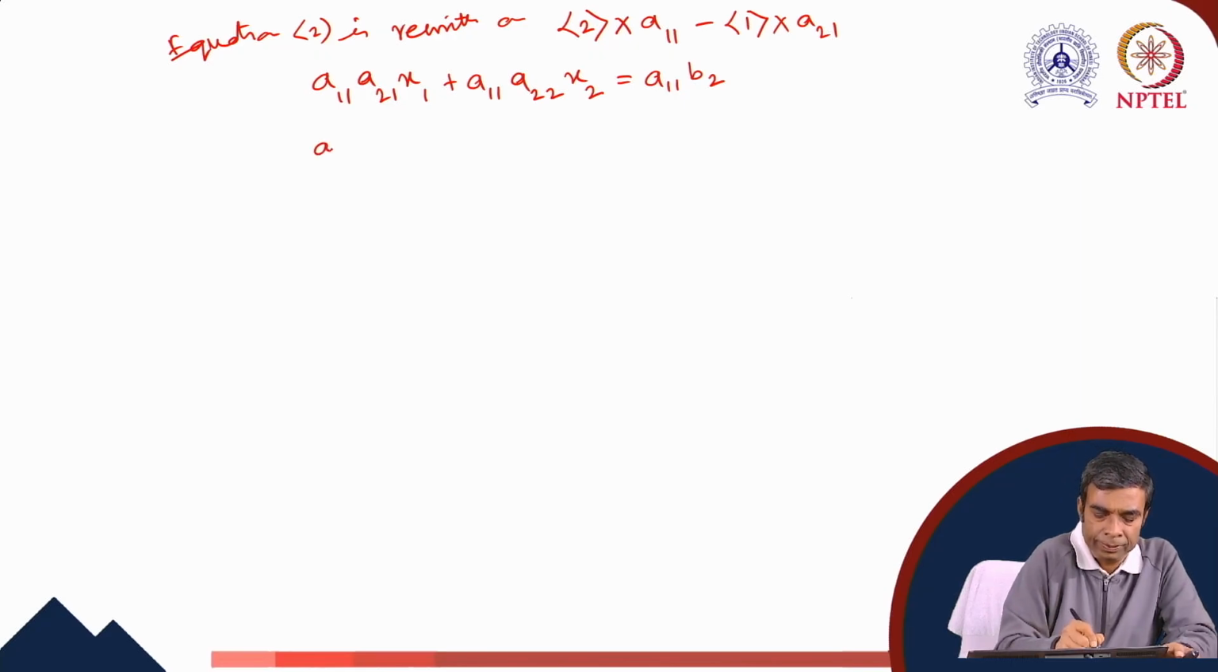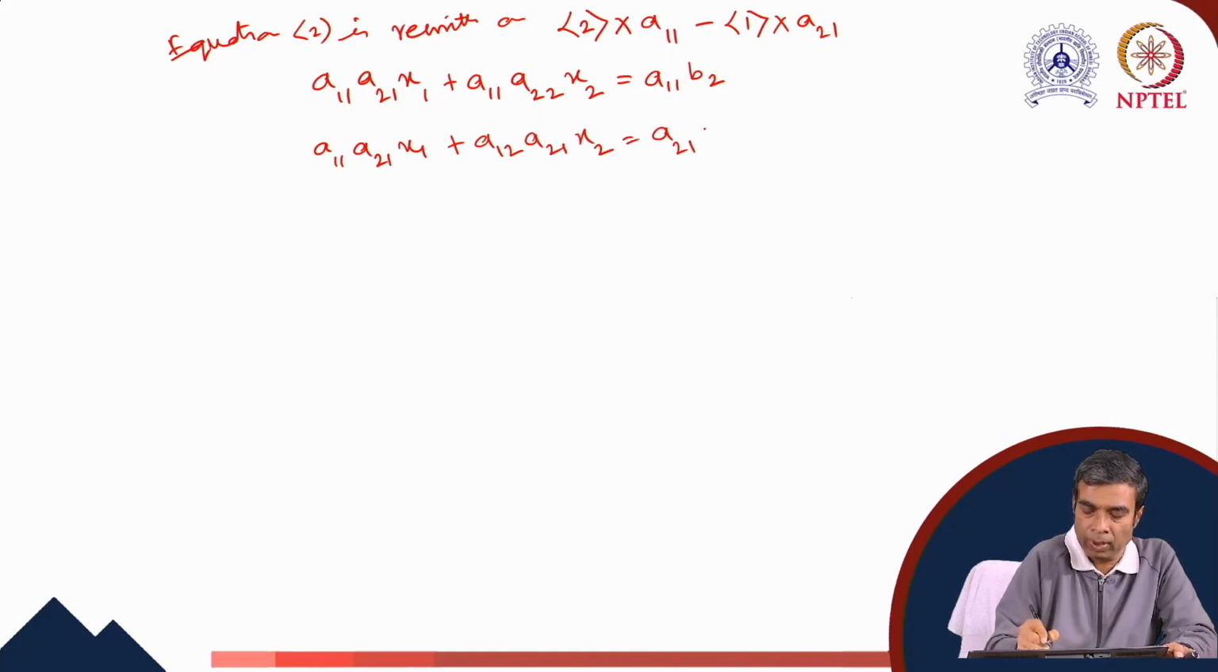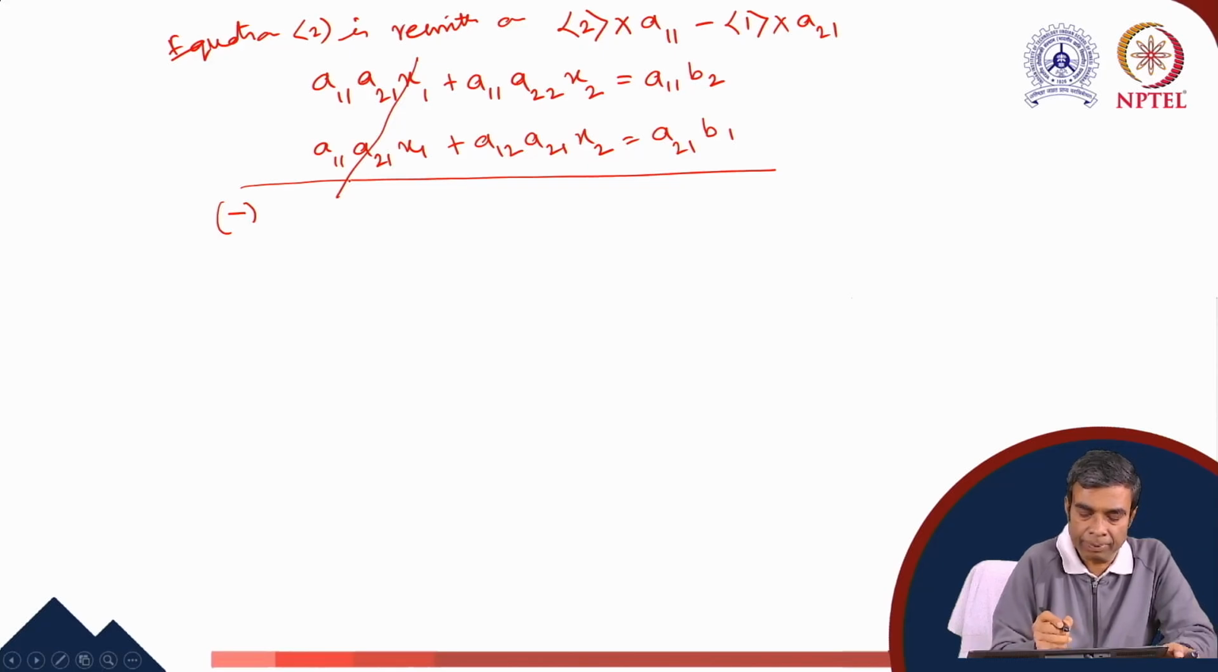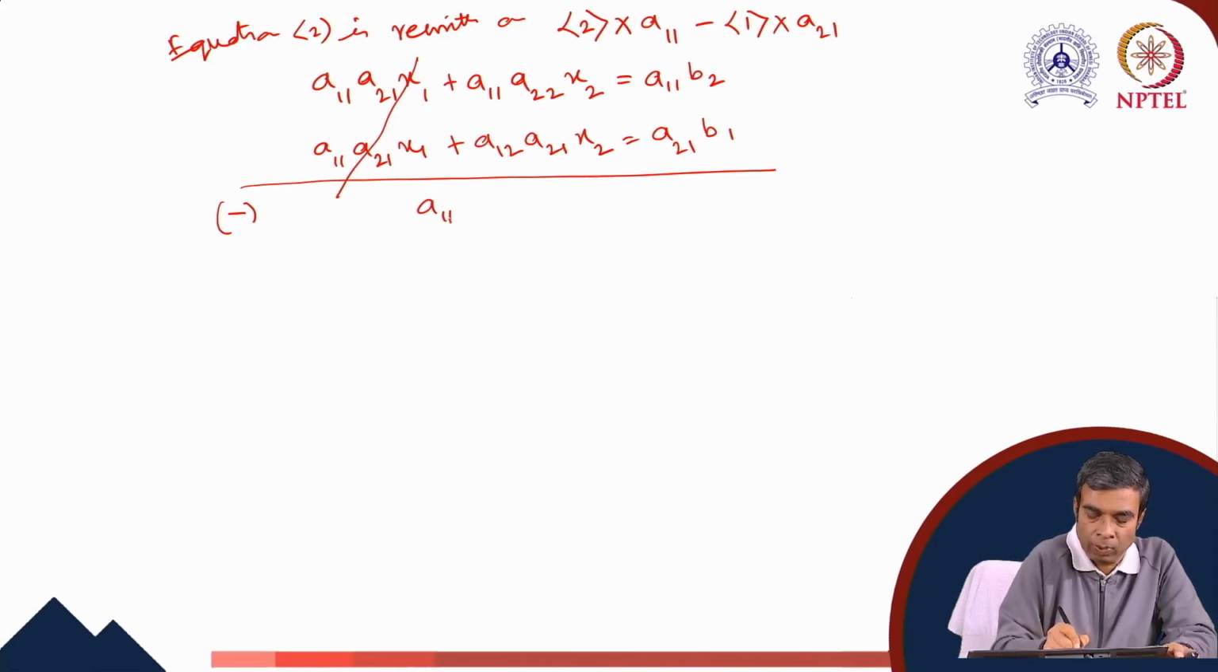And our original first equation, we multiply with A21, then we get A11 A21 x1 plus A12 A21 x2 equals A21 B1. Now this subtraction eliminates the first term and we are left with A11 A22 minus A12 A21 into x2 equals A11 B2 minus A21 B1.